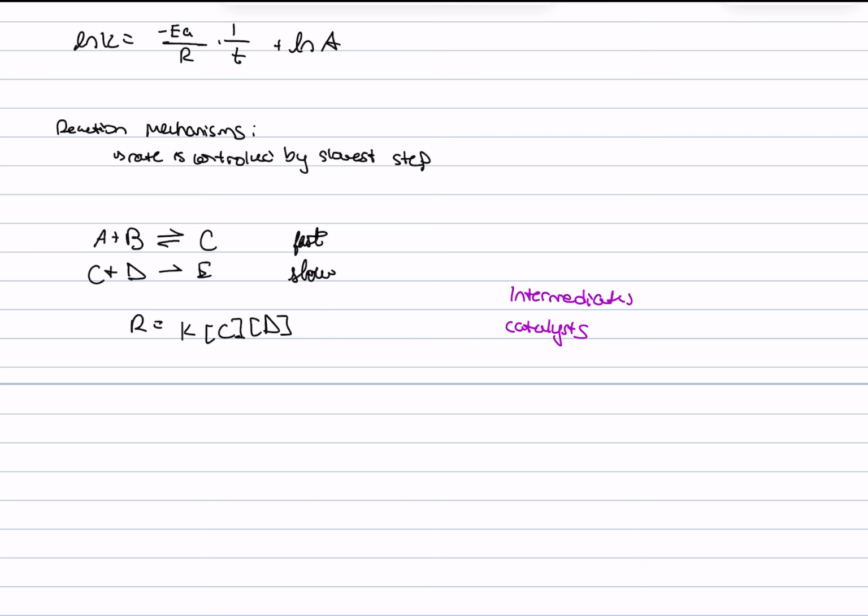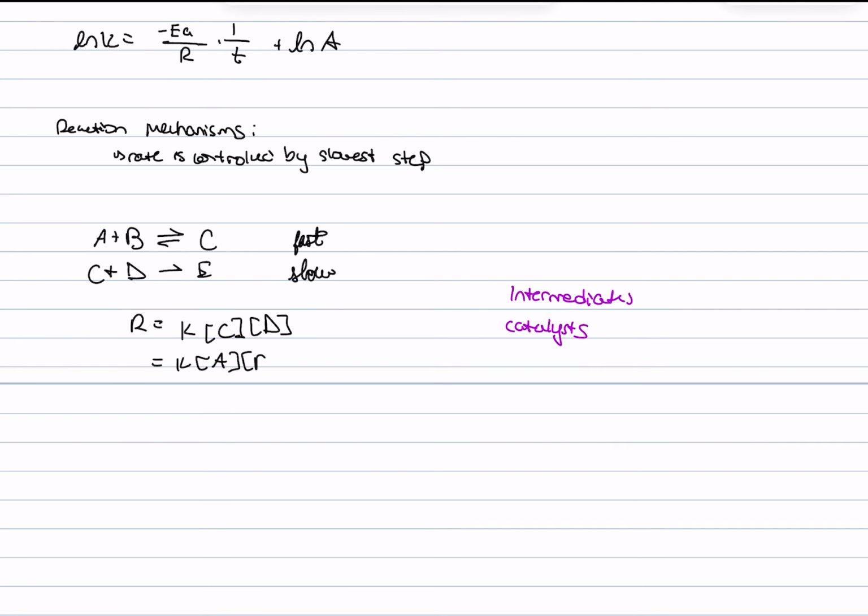Going back to our example, for the first reaction, we know that the rate of the forward reaction is equal to the rate of the reverse. And so in other words, the concentration of A times the concentration of B is equal to the concentration of C. So we can substitute this in with our first equation, so we get r is equal to k times A times B times D.